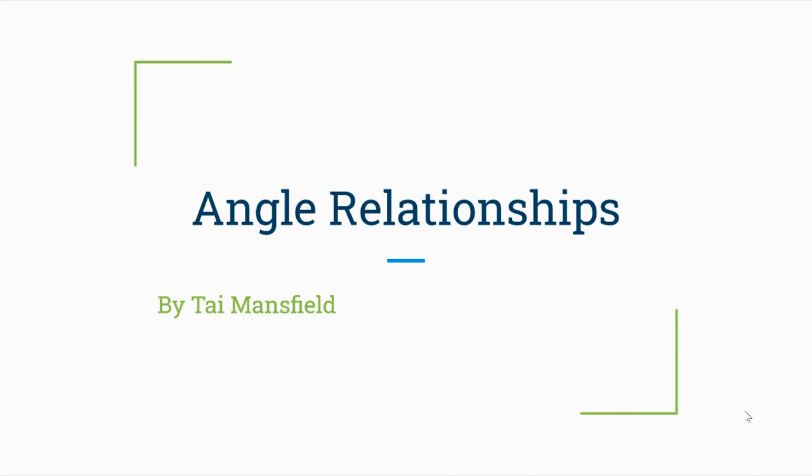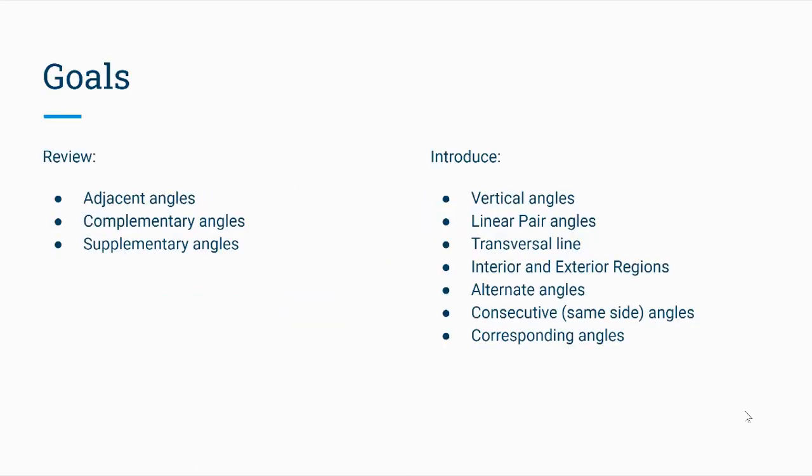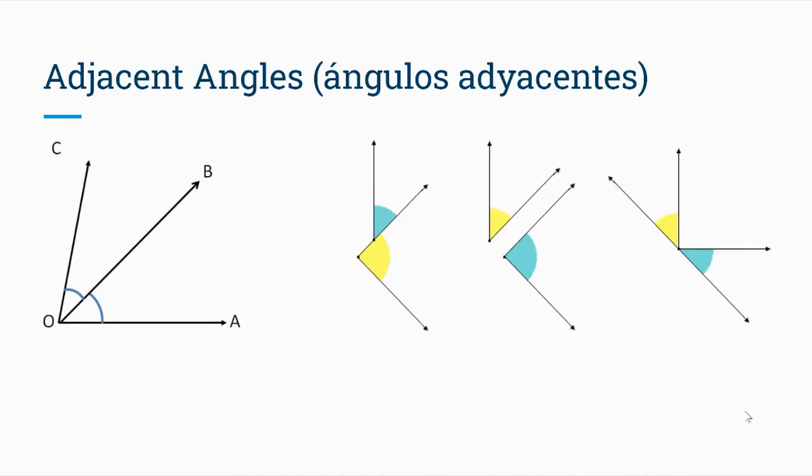Good morning, class. Today we are starting our Unit 3 and it's all about angle relationships. In this class, I am going to review adjacent, complementary, and supplementary angles, and then I will explain some of the new terms and different angle relationships, such as vertical, linear pair, transversal, interior and exterior region, alternate, consecutive, and corresponding angles. So here we go.